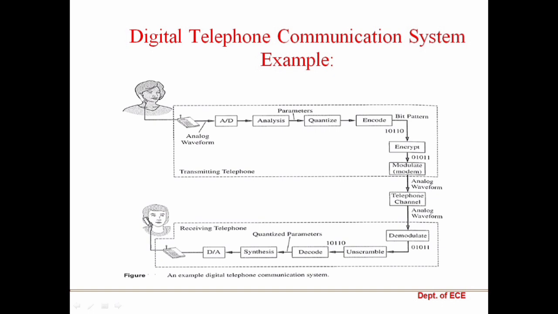Here the binary output of the modem is given as input to the telephone channel, and the output of the digital telephone channel is given to the demodulator unit. The demodulation is used for descrambling, decoding and the synthesis process, and finally we give it to the digital to analog converter and receive the signal. So these are the parameters in a simple digital telephone communication system: transmitting a telephone signal and receiving a telephone signal. This is a simple example of a digital telephone communication system.